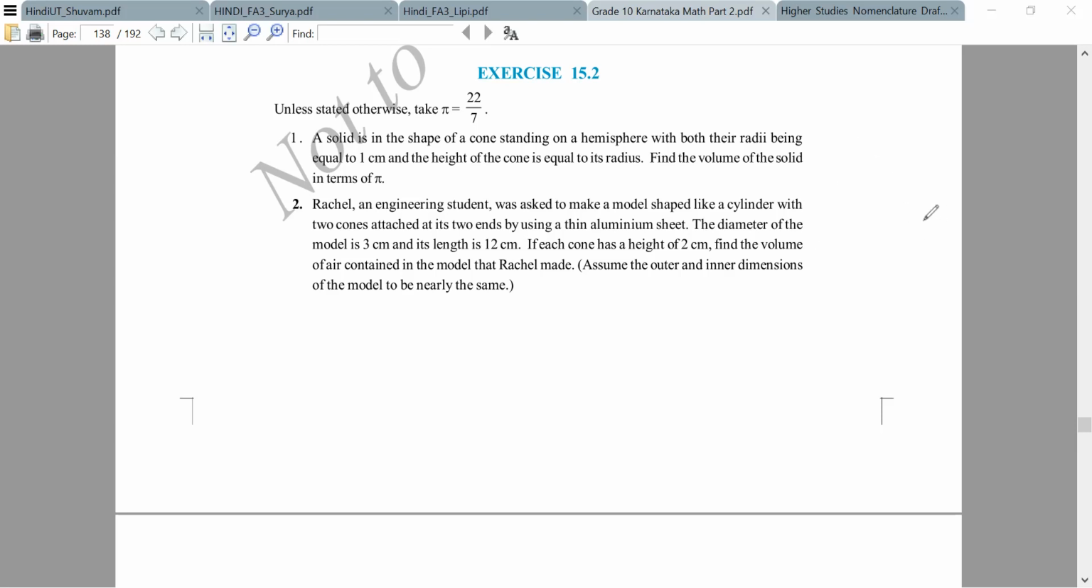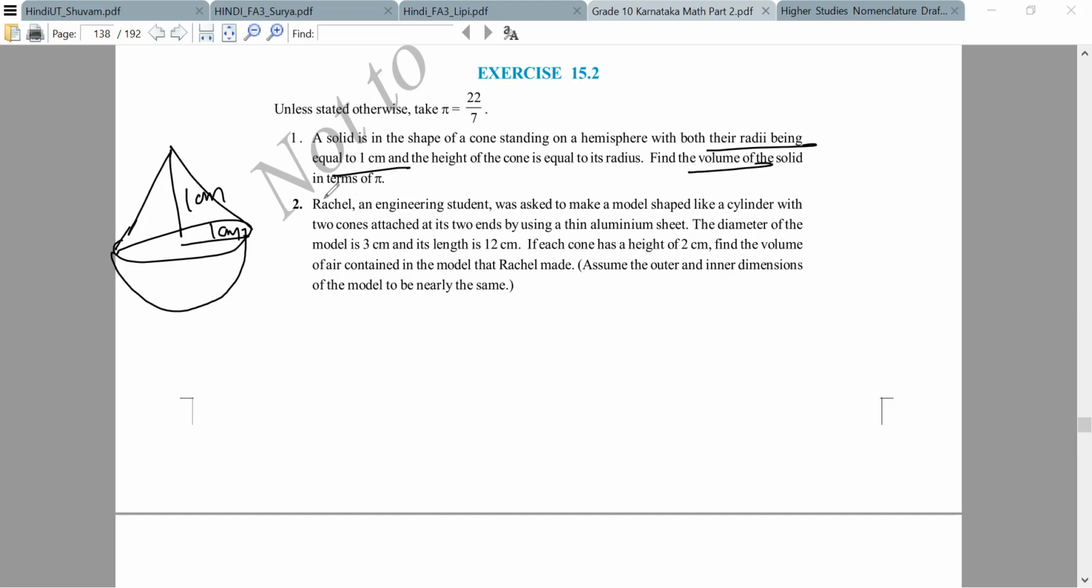Yeah. Solid is in the form of a cone on a hemisphere. They're saying both their radii is equal to 1 centimeter. So basically, sorry, this part is 1 centimeter. Yeah. Height of the cone is equal to its radius. So height of the cone is also, this part is also 1 centimeter. Can we find the volume of the solid in terms of pi? What does that mean? Volume of solid will be equal to volume of cone plus volume of hemisphere. Are we okay with that?